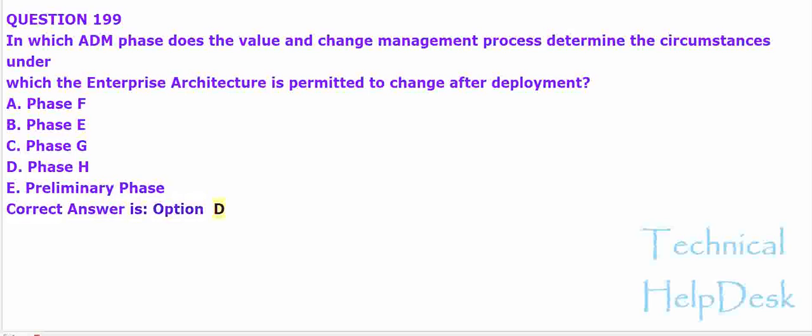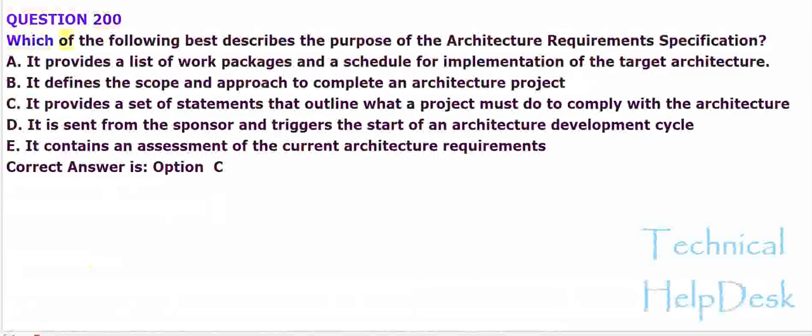Question 200. Which of the following best describes the purpose of the architecture requirements specification? A. It provides a list of work packages and a schedule for implementation of the target architecture. B. It defines the scope and approach to complete an architecture project. C. It provides a set of statements that outline what a project must do to comply with the architecture. D. It is sent from the sponsor and triggers the start of an architecture development cycle. E. It contains an assessment of the current architecture requirements. Correct answer is option C.